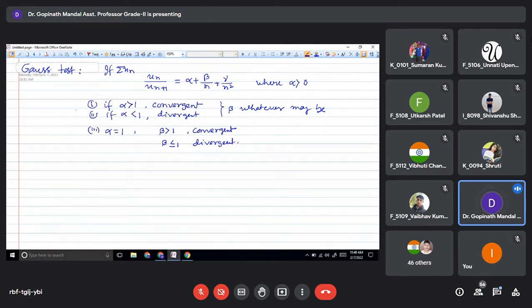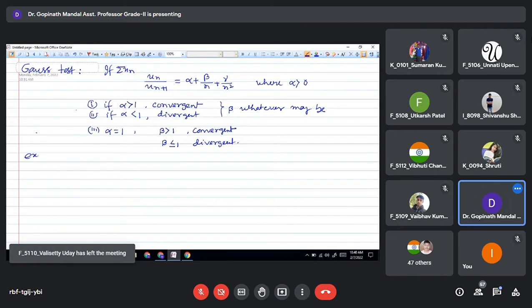Okay, so we first have to consider un by un plus 1 in the form of alpha plus beta by n plus gamma by n square. If alpha greater than 1, the series is convergent, and alpha less than 1, series is divergent. And if alpha equal to 1, then we consider beta. If beta greater than 1, series convergent, and beta less than or equal to 1, series divergent.